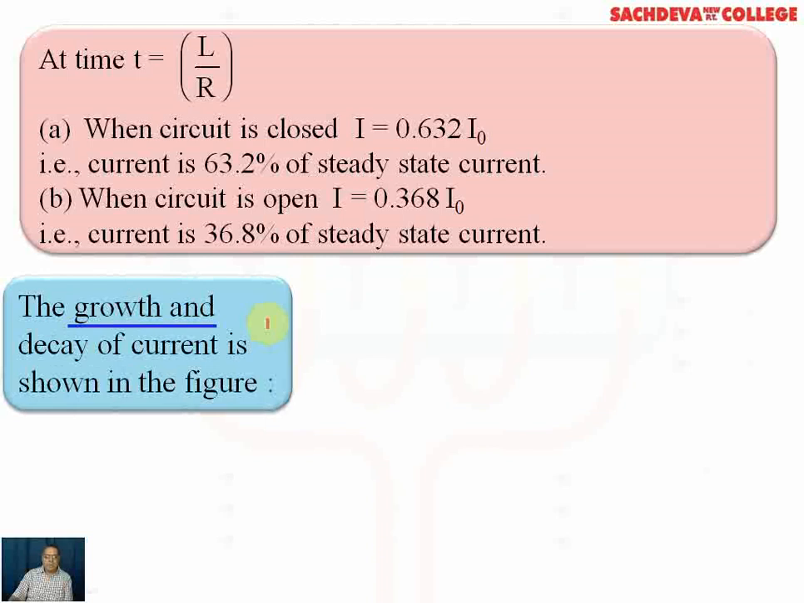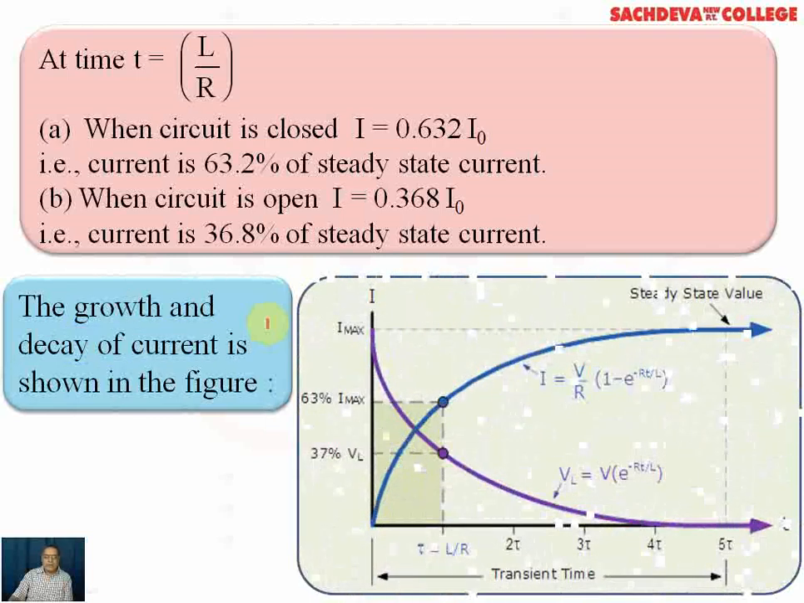So we can take the next number, that is 37%, in accordance with the consistency of the numbers. Now, the growth and decay of current is shown in the figure. The graph indicates the violet line going from maximum to minimum, and the blue line indicating the growth of current from minimum to maximum. Wherever the line becomes parallel, it is called the steady state. And for steady state, the time constant will be L over R.